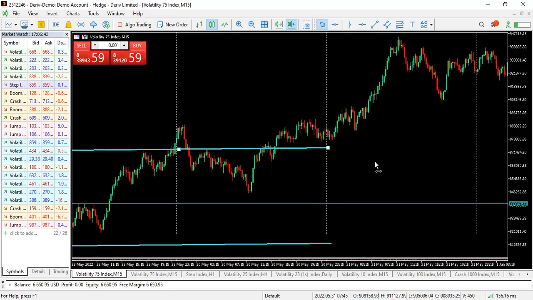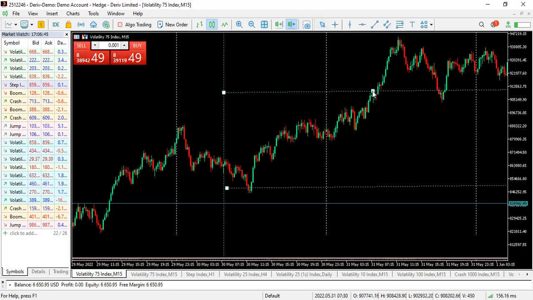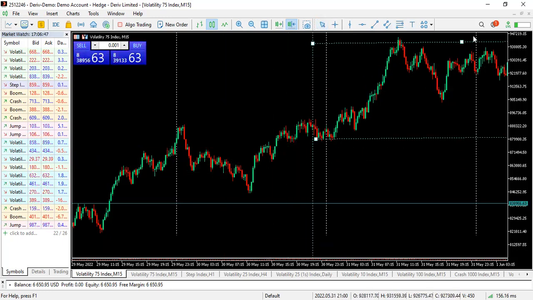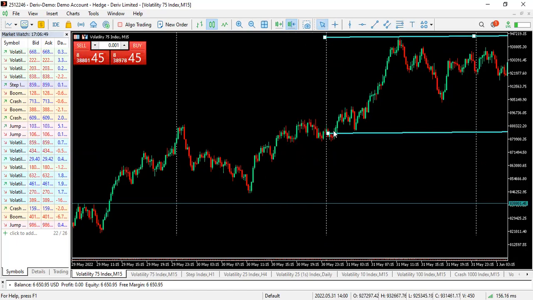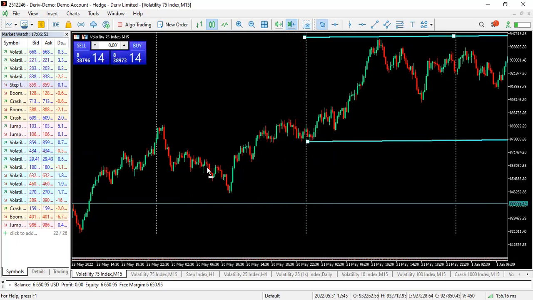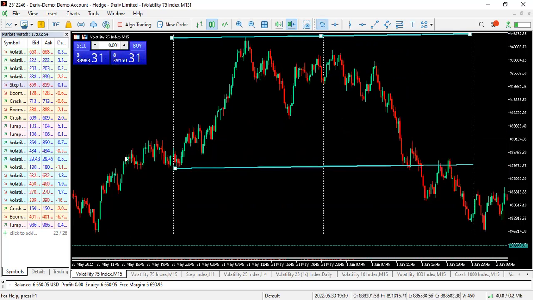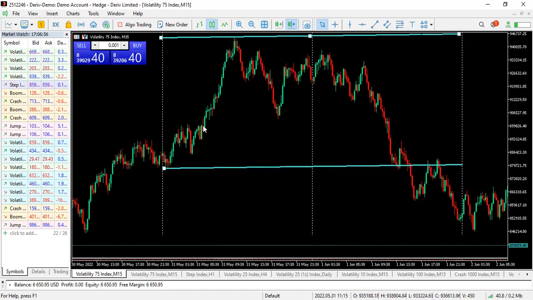So what do we do next? We mark the high and the low of that very day. We mark the high and the low again. Then we wait for price action. See, price created this high, then created this low in this particular day. And what did you see happening?